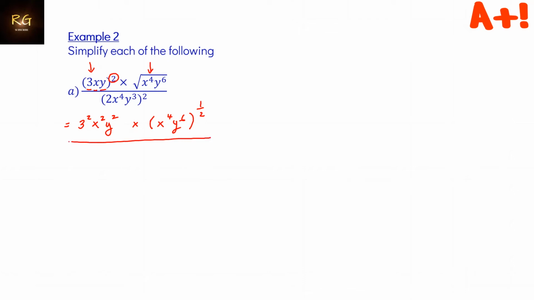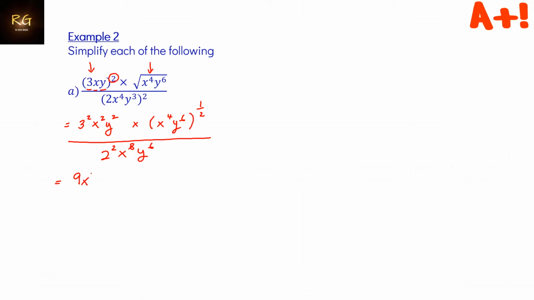And then we just need to divide everything together, and then again we need to expand this bracket, so it will become 2 to the power of 2, x to the power of 4 times 2 is 8, y to the power of 3 times 2 is 6. Okay, let's solve the numerator part of the fraction. So we need to expand this bracket first, right? So 3 to the power of 2 is 9.